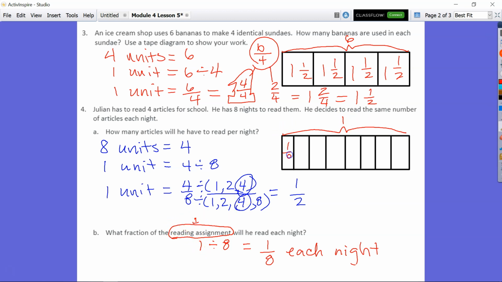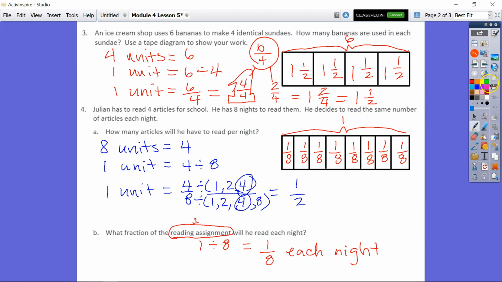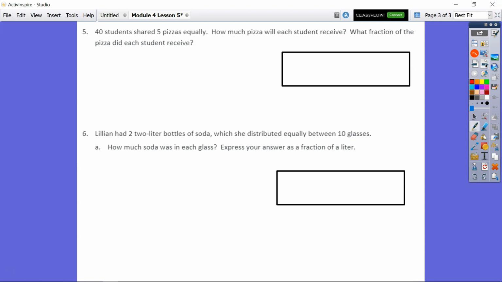Then he would read 1/8, 2/8 the next night, 3/8, 4/8, and he's reading 1/8 per night, but at this point he would have completed half of the assignment, 4/8. Now he would have completed 5/8, 6/8, 7/8, and 8/8. So on the 8th night he would complete his final 1/8, which would be 1/8 per night, for a total of 1 assignment. Alright, let's go ahead and take a look at the next problem here.